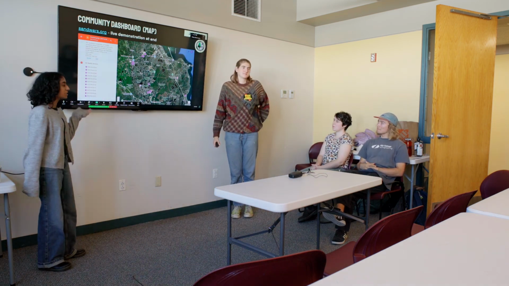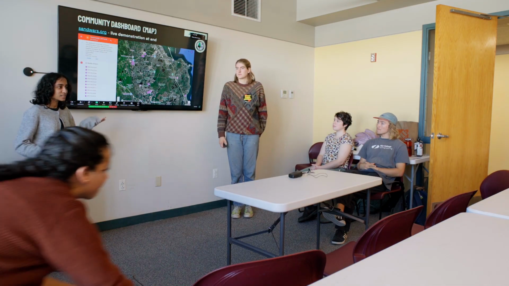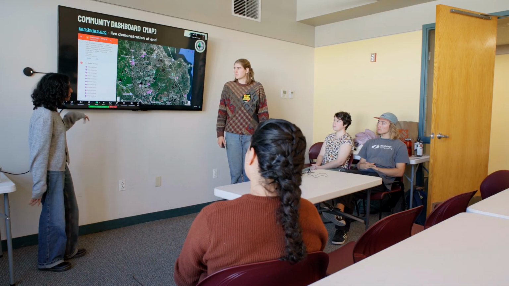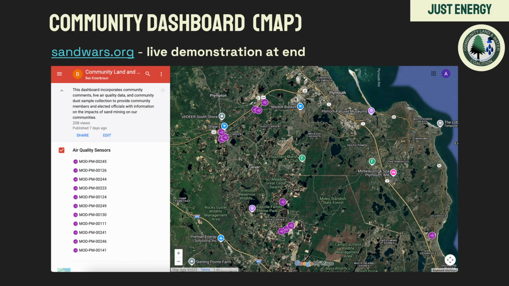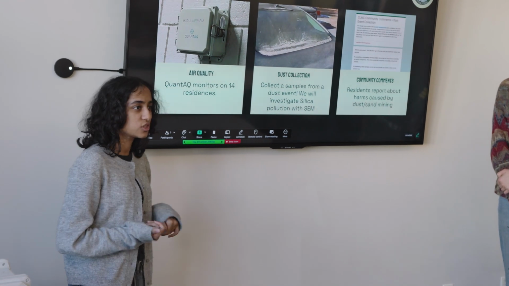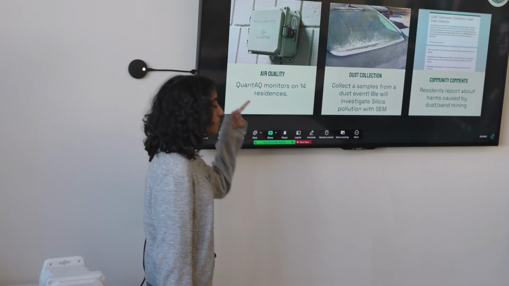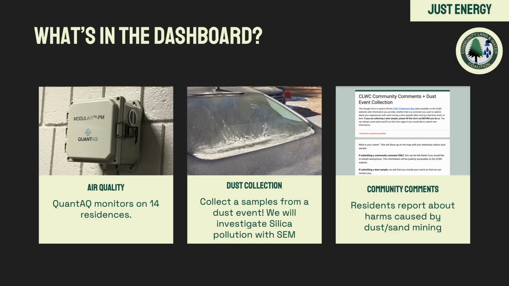So this is a screenshot of the community dashboard, which is what we mentioned earlier, and this is how you can access all of the locations of the sensors, community comments, or sand sampling. Right now, the only thing that's up is just the sensors. It brings together 3 different types of data, and they will be on the dashboard with 3 different types of icons. We're going to do a live demonstration of it at the end. As I said before, it brings together the sensors, with their locations on a Google Maps screen, as well as dust collection.